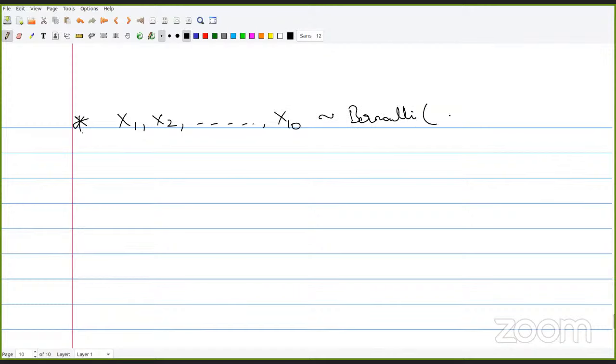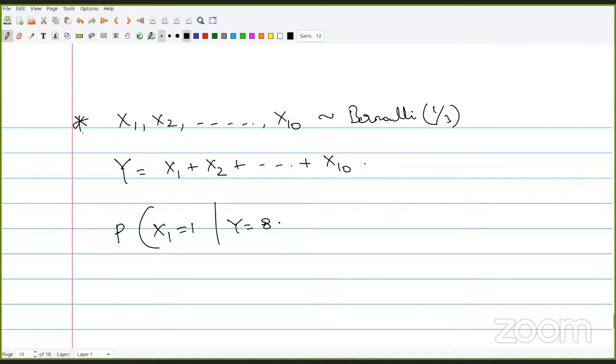Bernoulli 1 by 3 samples. Now there is a new random variable Y equal to X1 plus X2 plus and so on up to X10. I need help in conditioning. The probability of X1 equal to 1, conditioned on Y equal to 8. This is my question.